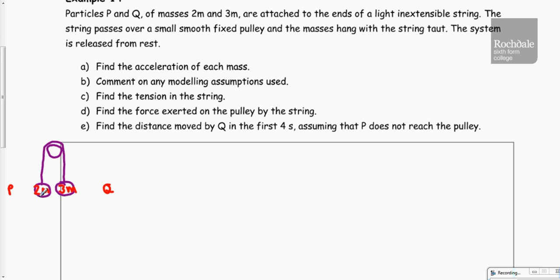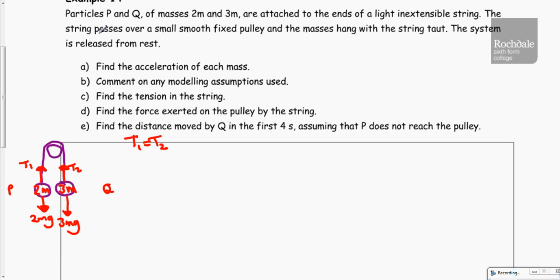Now we just put some forces on our diagram. We've got a weight of 2m times g and 3m times g, and then we've got some tensions. I'll call that T1 and I'll call that T2. Now, because this is a smooth pulley and because we have a light string, what that actually means is that T1 and T2 are equal to each other. So I'll just call them T when I do my calculations.